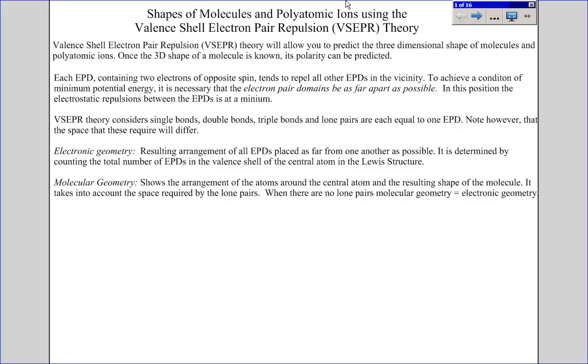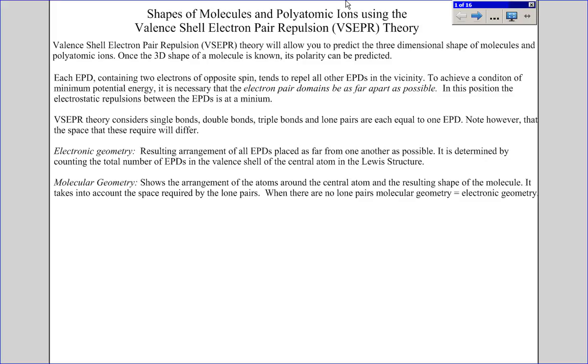When looking at this theory, we're going to encounter electronic and molecular geometries of molecules and ions. The electronic geometries will result from the arrangement of the electron pair domains as far away from one another as possible around the central atom. And it's determined by counting the total number of electron pair domains of the central atom in the Lewis structure.